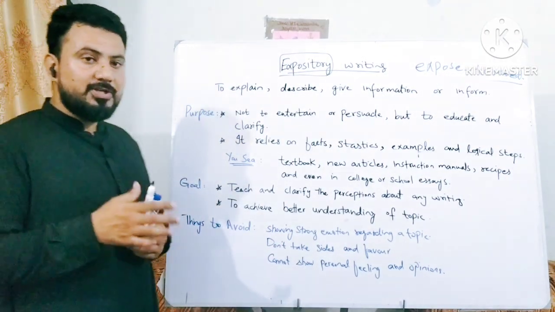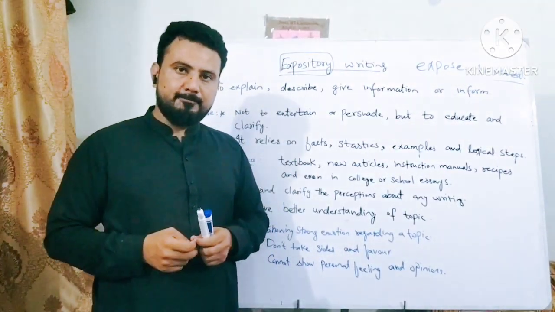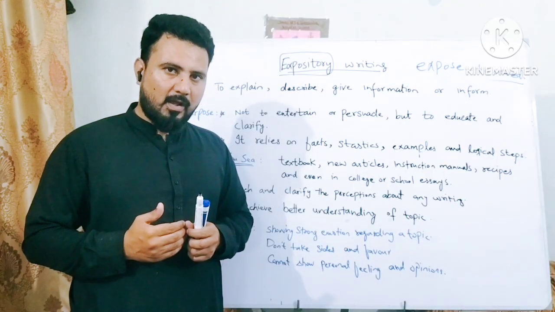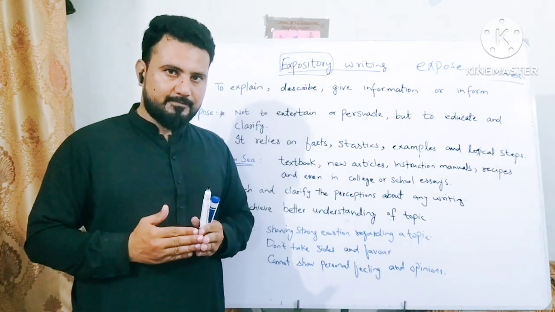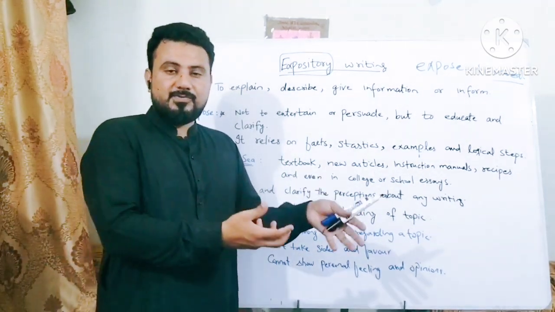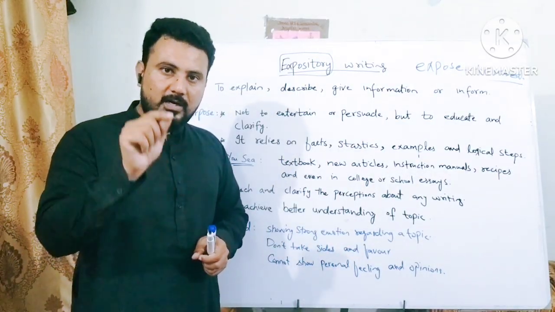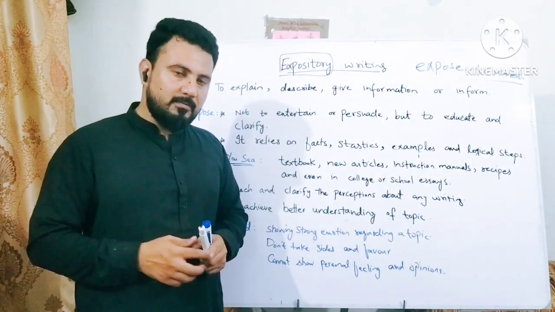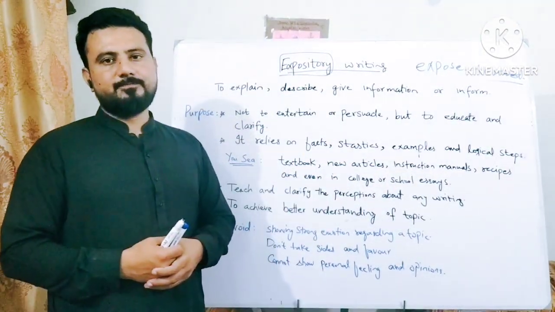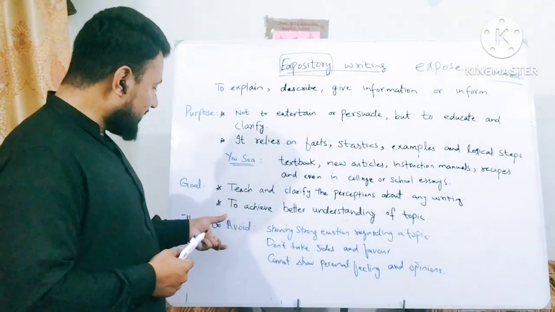What is the goal of expository writing? The basic goal is to teach and clarify the perceptions of something to the people, to the reader, to clarify the things, to inform the things. If someone has misconceptions about something, your topic can clarify his or her thinking and perception. So, dear students, to achieve a better understanding about a topic, the basic goal and purposes are over there.